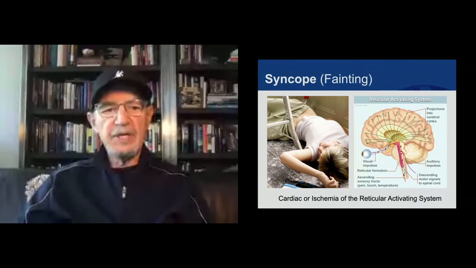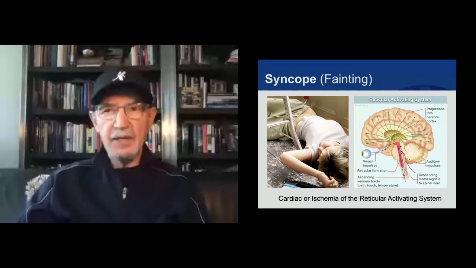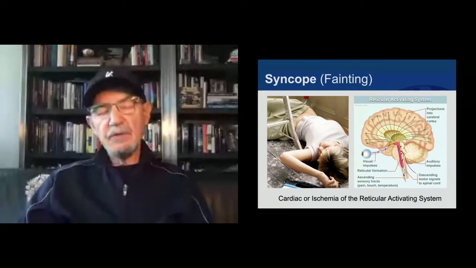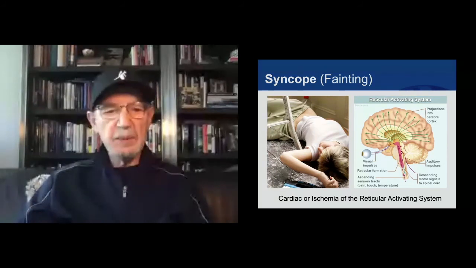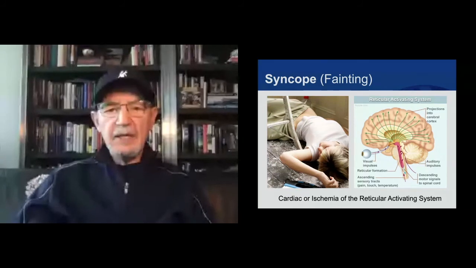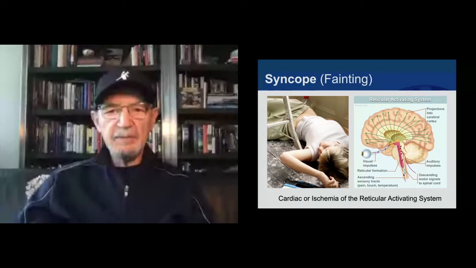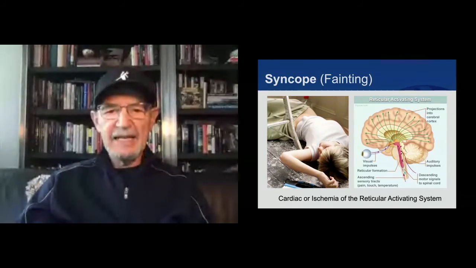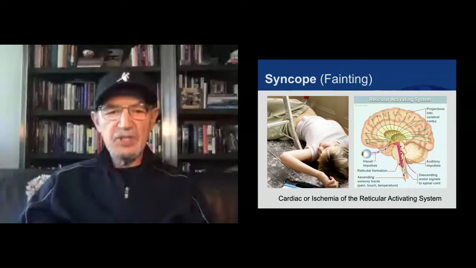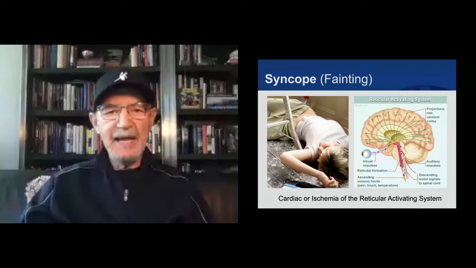Syncope we've already touched on. It can be cardiac, in other words, fainting. Chiari folks can faint. It's not real common, but it's not unusual. It could be cardiac, but it could also be our consciousness centers. This is what keeps us awake, this reticular activating system that runs through the brainstem, if you will. So if this is compressed, somebody can pass out.